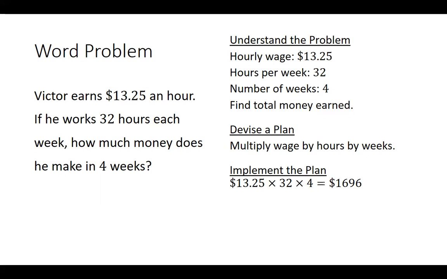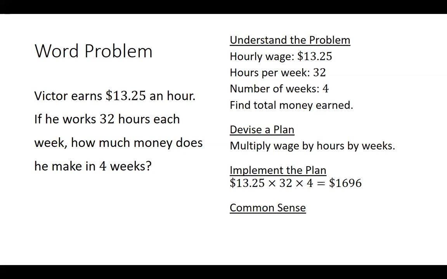Well, now we get to the common sense part of it. Is that a number that makes sense? Well, one thing we look at and go, well, he made $13.25 an hour. He worked 32 hours a week. And he worked for 4 weeks. So he's going to make more than $13.25. And $1,696 is more than $13.25. So that makes sense there. The more hours he works, the more money he makes. The more weeks that he works, the more money he makes. So it does make sense to multiply.